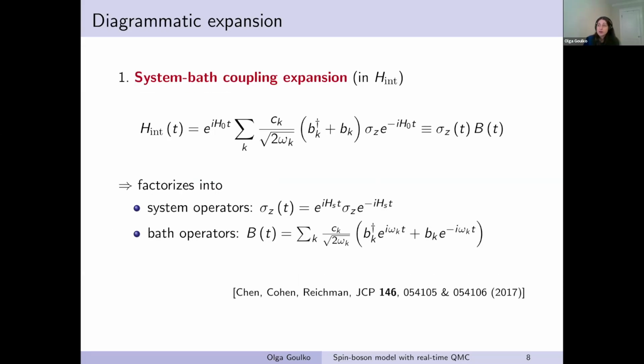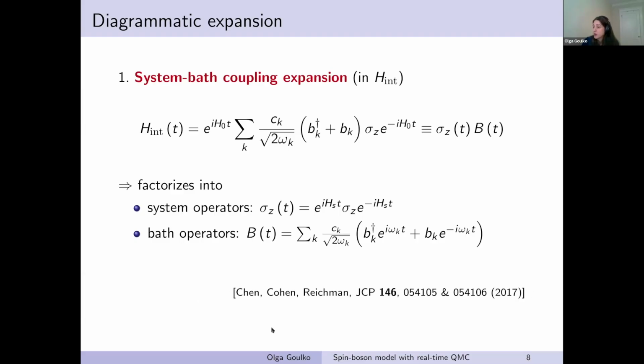So there are several ways to do this expansion for the Spin-Boson model, and I will show you the two kinds of expansion that we perform in this work. The first is the system-bath coupling expansion, or expansion in the interaction part of the Hamiltonian. That's analogous to the hybridization expansion for fermions if you study the Anderson model. So that's maybe the first thing we think of when we want to do an expansion. And in this case, our setup factorizes into a system part with the system operators, and then a bath part that just contains the bath operators.